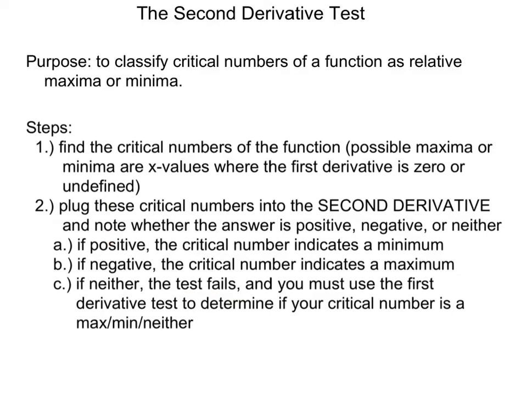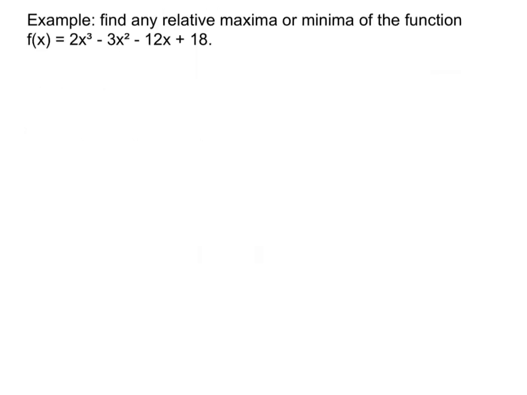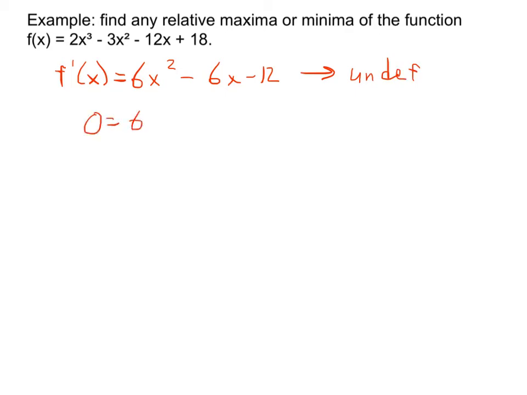So let's take a look at the second derivative test in action. So here we go. I want to find any relative maxima or minima of this function, right? So if I'm going to find maxes and mins, I have to first find critical numbers. So I find critical numbers by taking the derivative. The derivative of this thing is 6x squared minus 6x minus 12. And I need to look at where this is undefined and also where it's equal to 0.